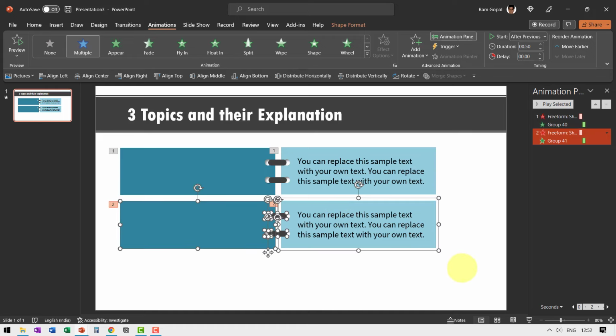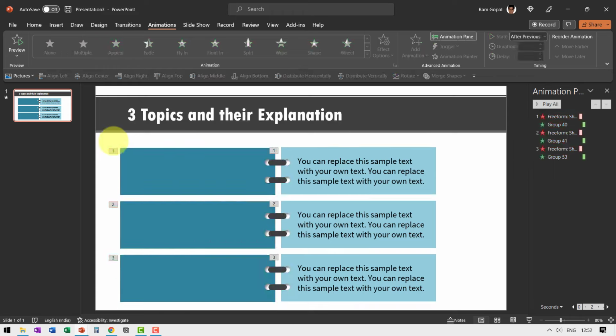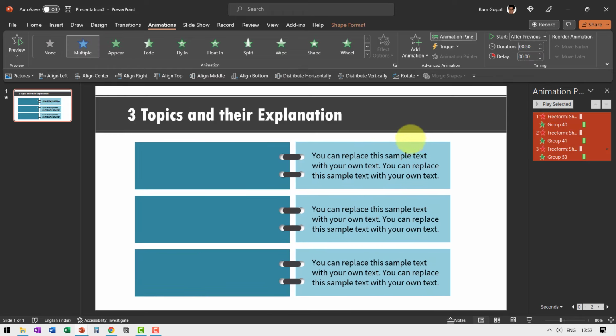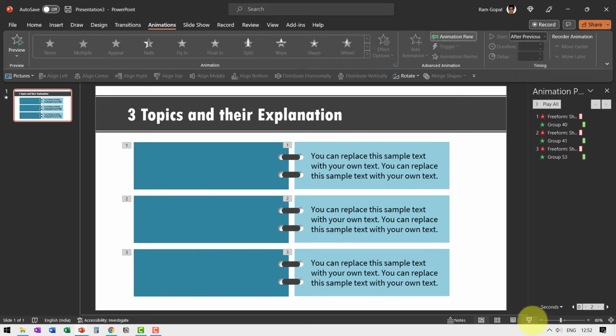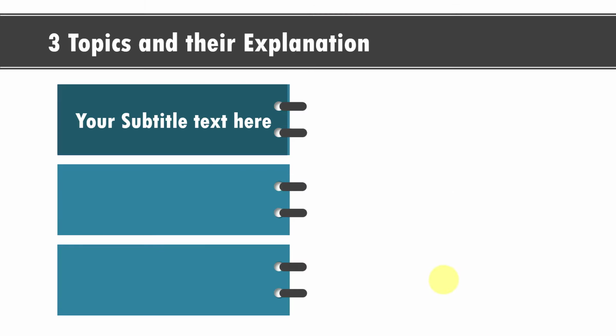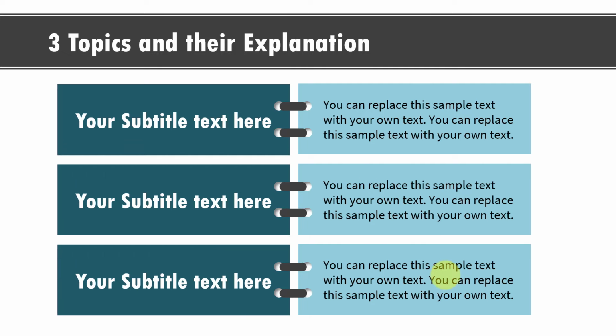Now I'm going to make a copy of this by pressing Ctrl D, and let me place this over here, and then press Ctrl D and this is placed. Then let us select everything, make sure that the positioning is proper. Now this looks like a perfect positioning. When I go to slideshow, this is how I would reveal three subtitle texts and their corresponding explanation.